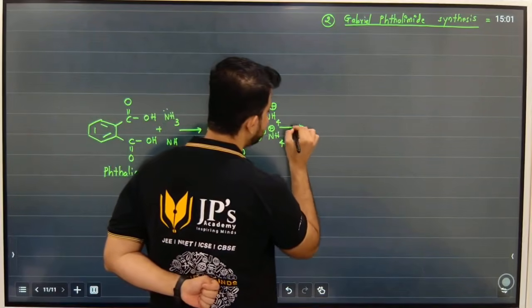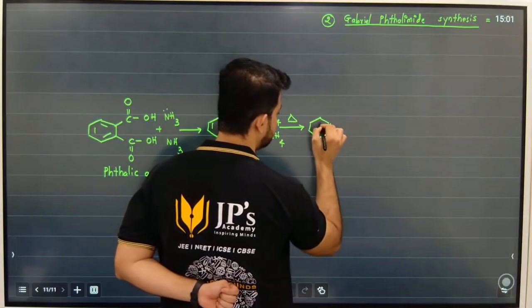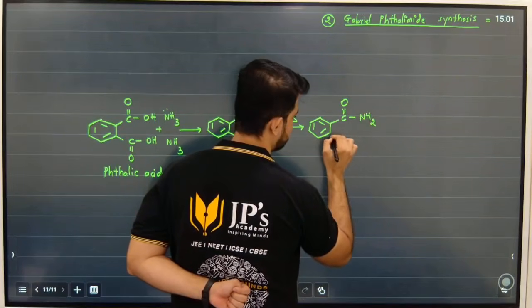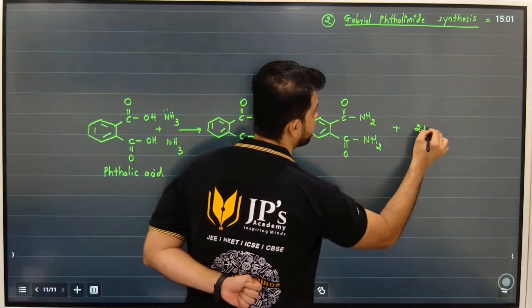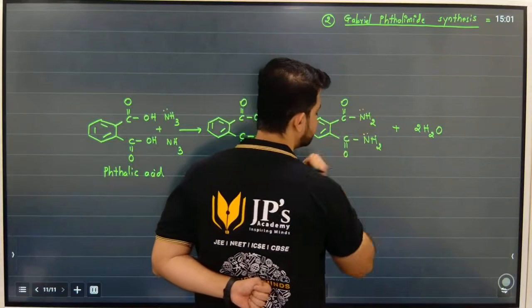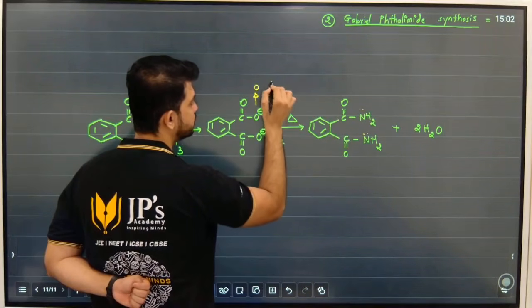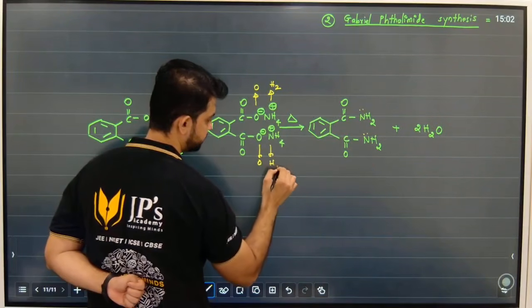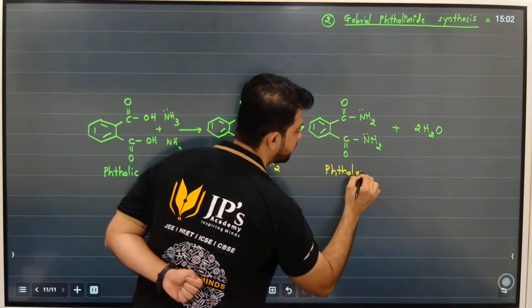The moment you heat this, what you get here is phthalimide plus H2O. Exact mechanism नहीं करेंगे, just writing the reaction not according to the exact mechanism. Students, अब बोल सकते हैं यहाँ से O निकाल दो, यहाँ से H2 निकाल दो, तो आपको मिल गया आपका अमाइड. We will call this as phthalimide.